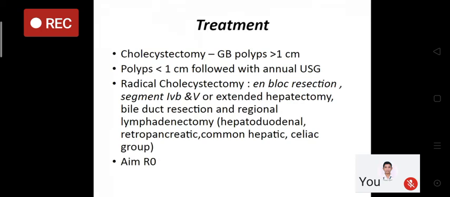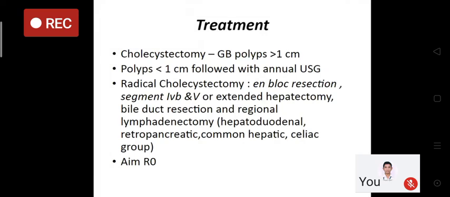In case of malignant tumors, the treatment is a radical cholecystectomy. Radical cholecystectomy means removal of the gallbladder, along with the adjoining segments of the liver, that is segments 4B and 5, which lie in the bed of the gallbladder, with lymphadenectomy. Lymphadenectomy involves the hepatoduodenal, retropancreatic, common hepatic, and celiac groups of lymph nodes.